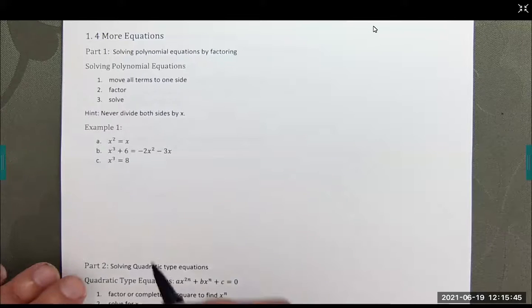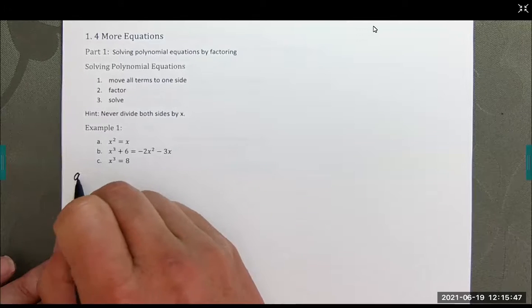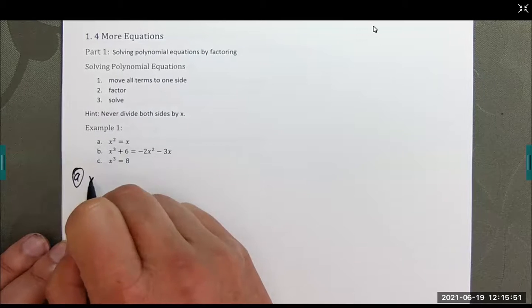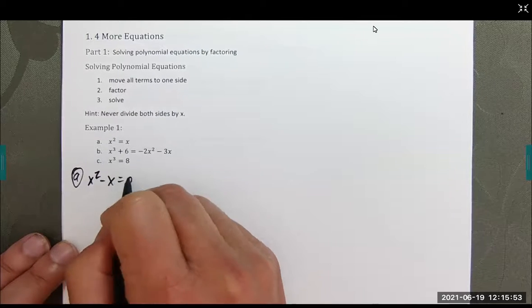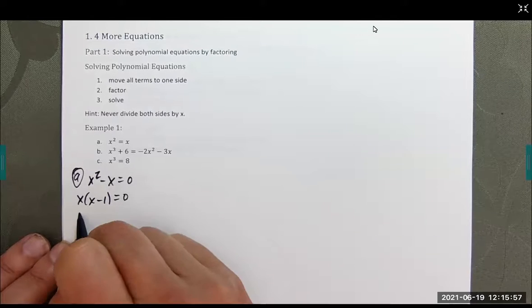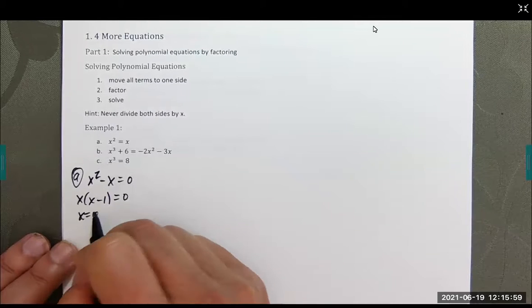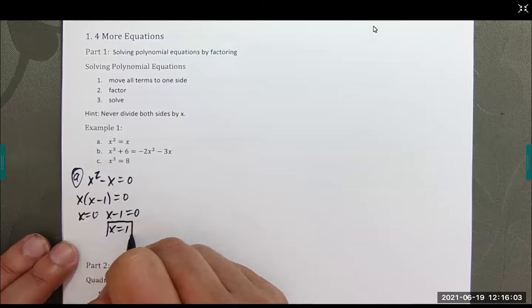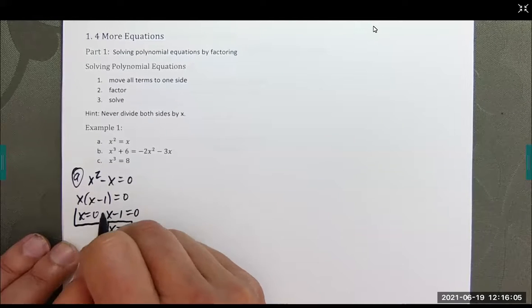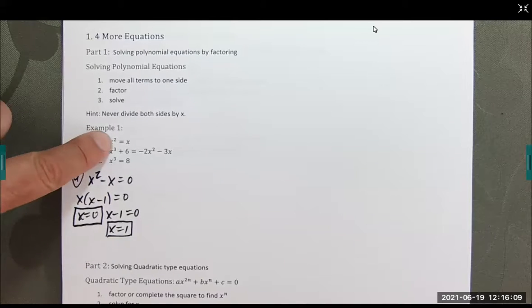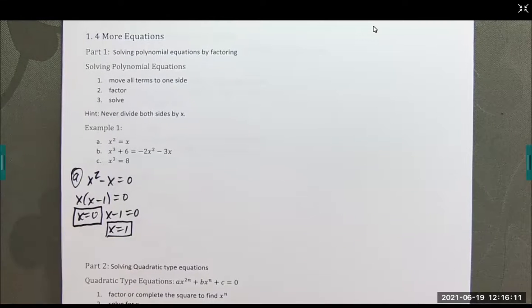So let's take part A here. The advice is to get everything to one side, so I'm going to subtract the x to the other side, then factor. So we have 2 answers. Just a little hint of things coming up. If it's second degree like that, you can have up to 2 answers. You won't always have 2 answers, but you can have up to 2 answers.